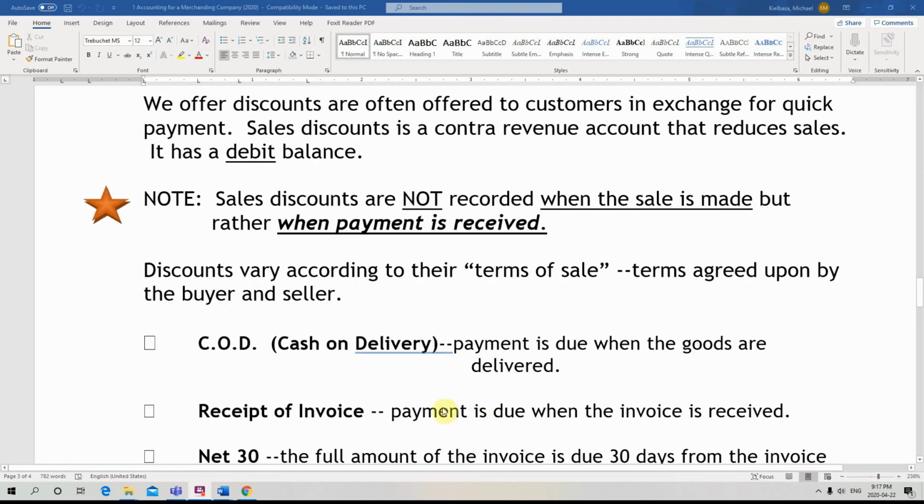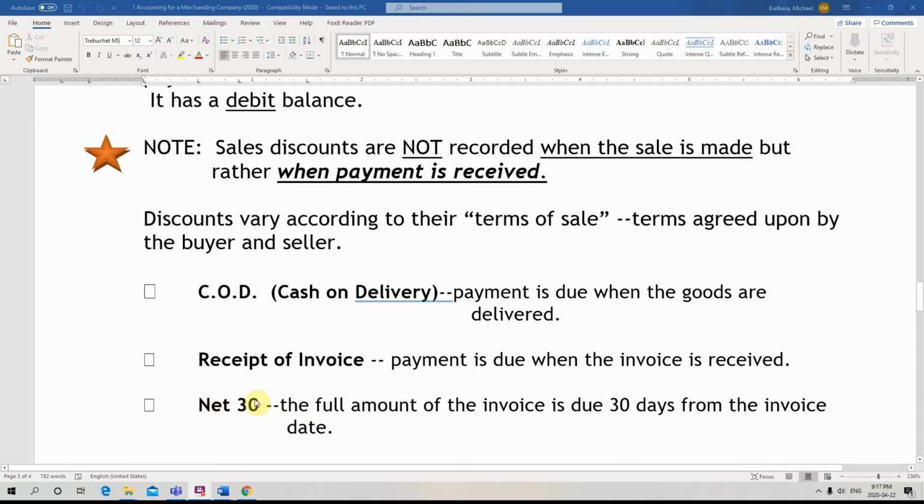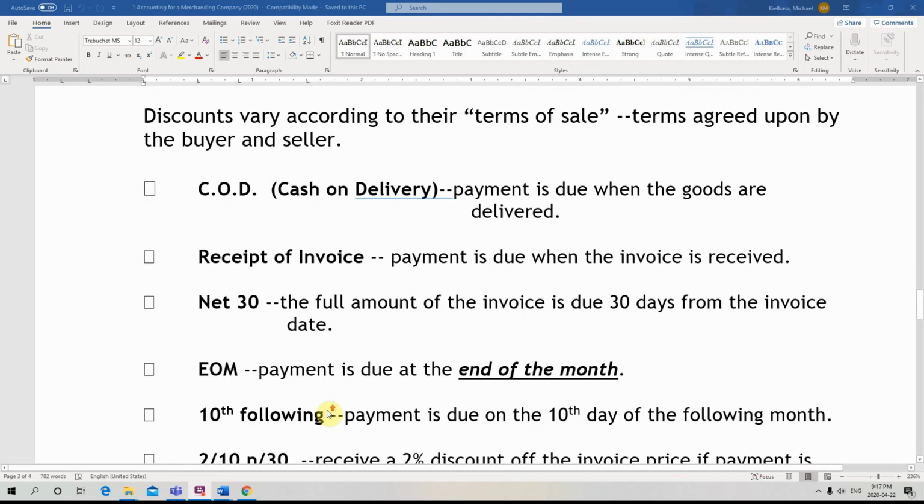Okay, another term of sale is receipt of invoice. What that means is payment is due when you get the invoice. We've talked about net 30 days. Okay, so that's 30 days from the invoice date. That's when payment is due. There's EOM. Okay, that stands for end of month. So payment is due at the end of the month. So if the invoice is dated January 22nd, then payment's due on January 31st. If the invoice date is January 28th, payment is due January 31st.